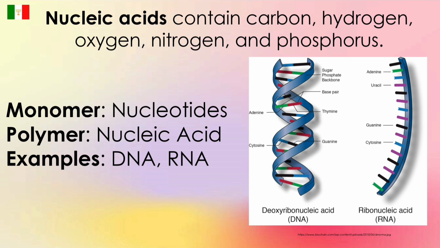Nucleic acids contain carbon, hydrogen, oxygen, nitrogen, and phosphorus. As you can see, nucleotide is a monomer. But if there are long chains of nucleotides, it will form nucleic acid, and that is a polymer. We all know that nucleic acid can be DNA or RNA.